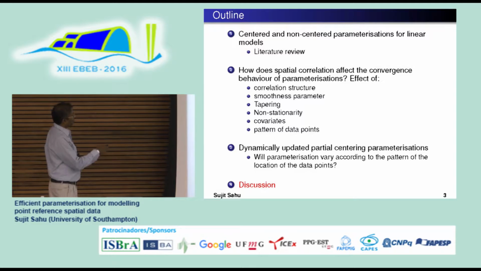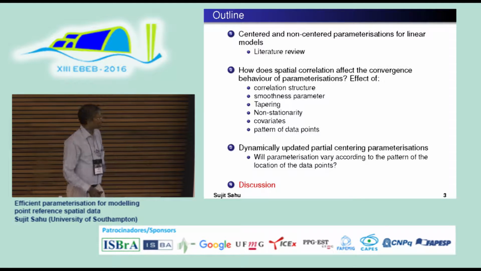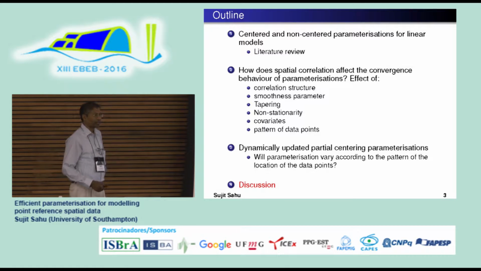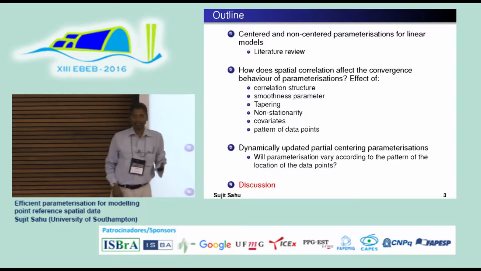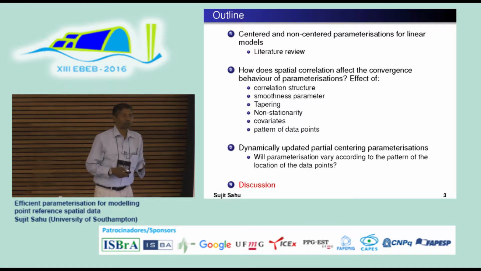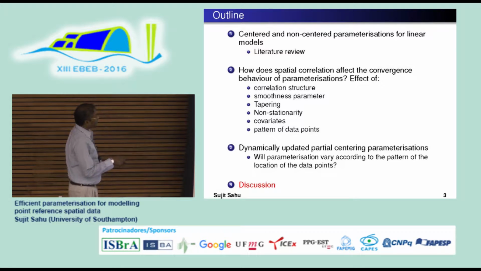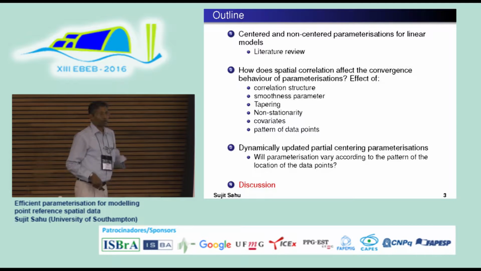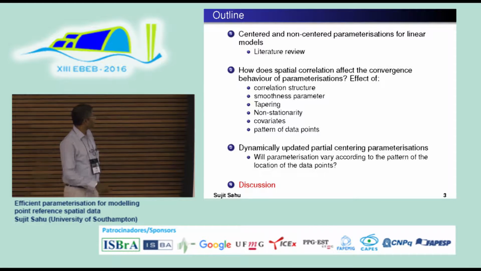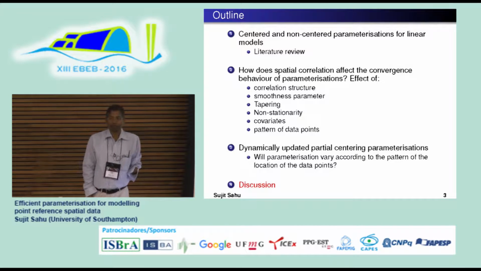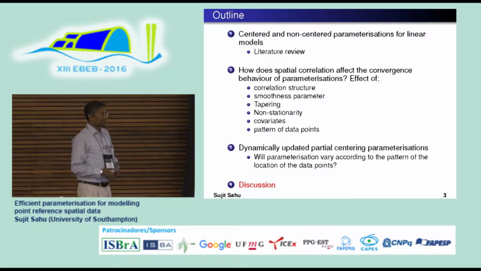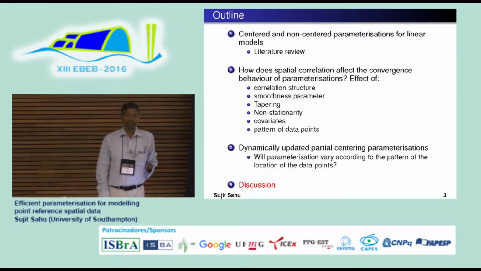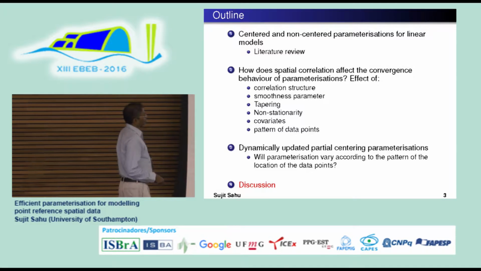The second part of my talk is how spatial correlation affects the convergence behavior of the parameterizations. I know there are a lot of people who work on spatial modeling. Just the last talk was on spatial modeling, and we had fMRI data, lots of spatial and spatiotemporal modeling. So we want to see what effect the correlation structure that we assume has on parameterization. What about the smoothness parameter in the Matern family? Tapering is a new concept that was introduced in 2006. How does tapering affect these parameterizations, and non-stationarity, covariates, pattern of data points? We want to see how all of these affect the centered and non-centered parameterizations.